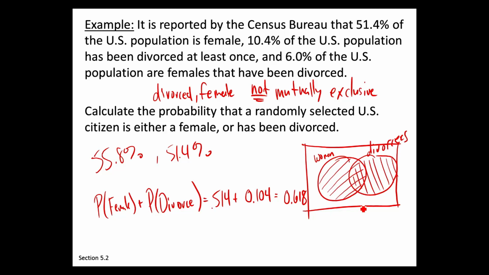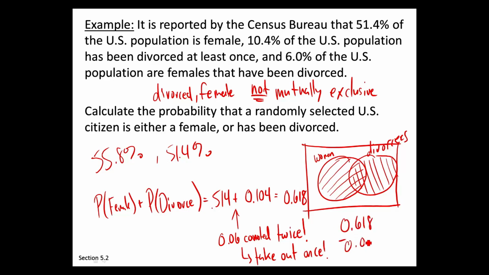So how can we correct for that error? Just subtract that number out. Yeah, we're going to take that number out once. So this 6%, that 0.06, was counted twice here, because they got counted with the women and they got counted with the divorcees. So what we do then is we just take it out once. So we take that 0.618, subtract off those 6% that we counted twice, and that's going to give us 0.558. So I think this 55.8 was a good guess.